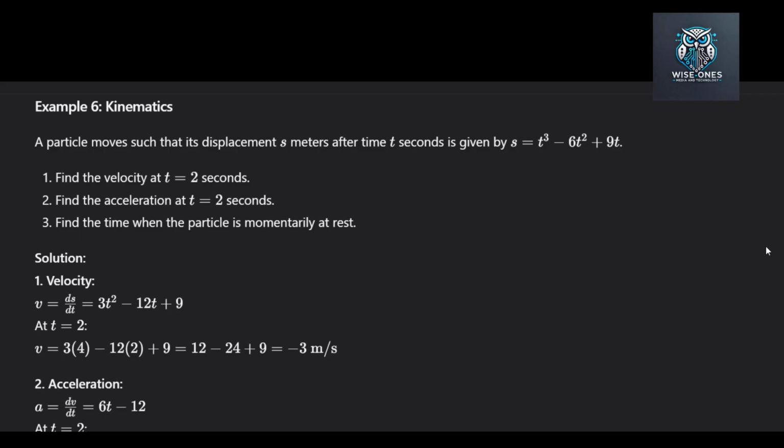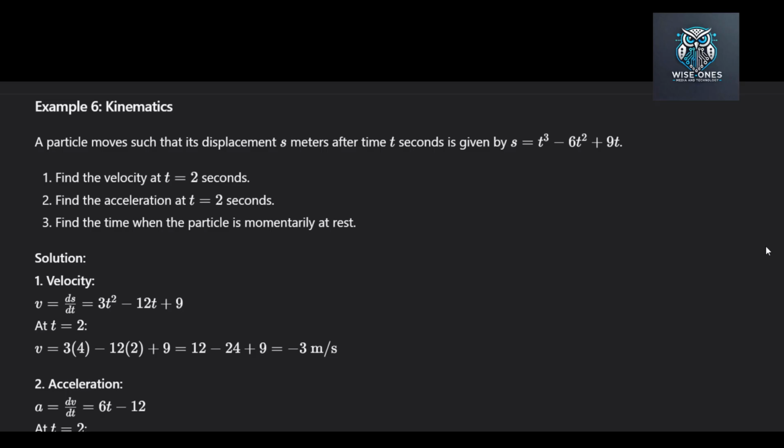At t equals 2, v equals 3 times 2 squared minus 12 times 2 plus 9. 3 times 4 is 12. 12 times 2 is 24. So v equals 12 minus 24 plus 9. 12 minus 24 is negative 12. Negative 12 plus 9 is negative 3. So velocity is negative 3 meters per second.